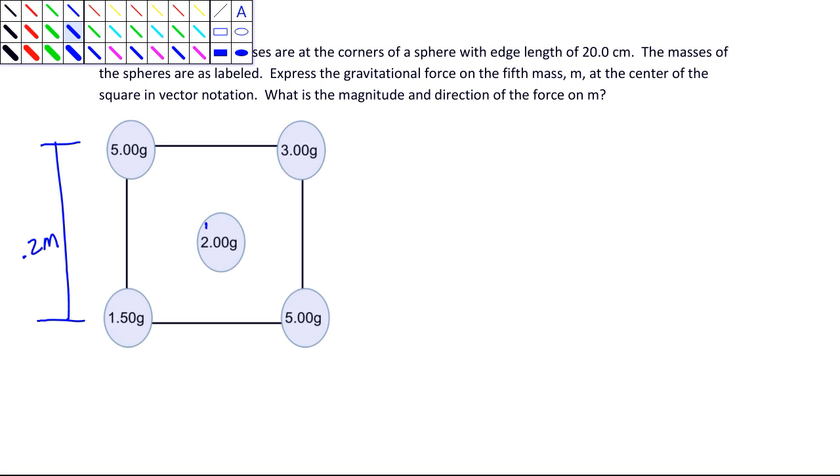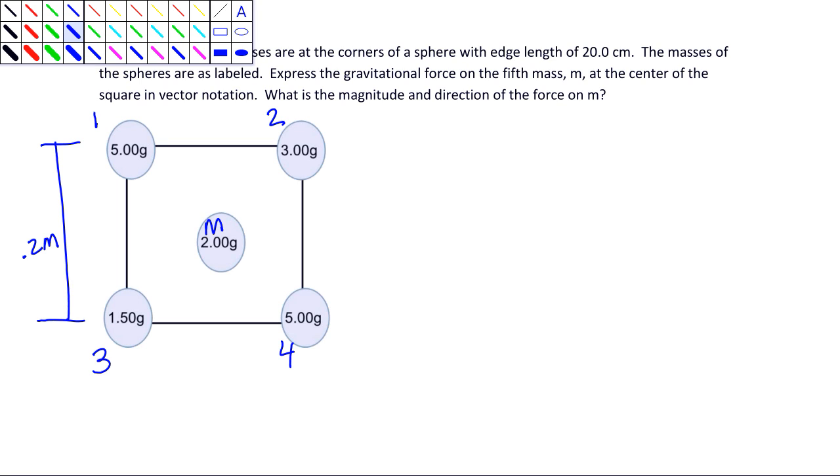That's this mass, m, at the center of the square, in vector notation, and then also what is the magnitude and direction of the force on this mass. So first, let's just label the forces. I'm going to call this mass 1, mass 2, mass 3, and then mass 4.